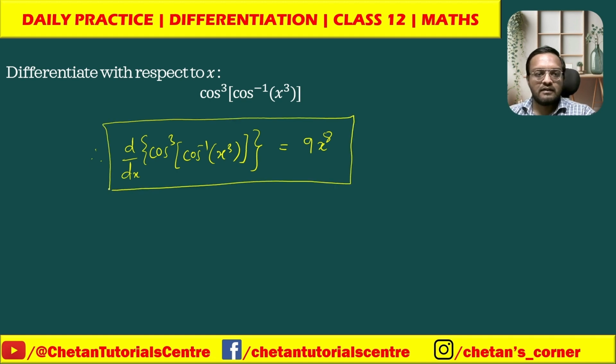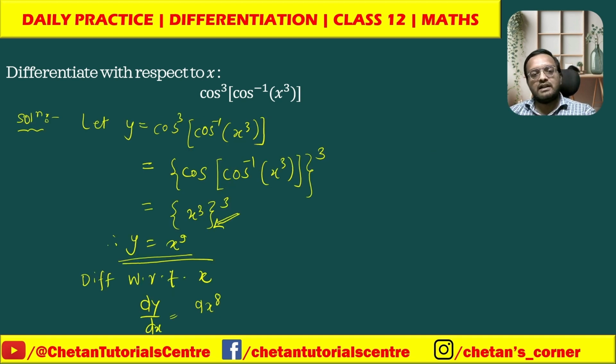This is the final answer that we were looking for. So in this way, we differentiate the given function cos cube inside the bracket cos inverse of x cube. I hope you have understood each and every step that I have explained in this solution.